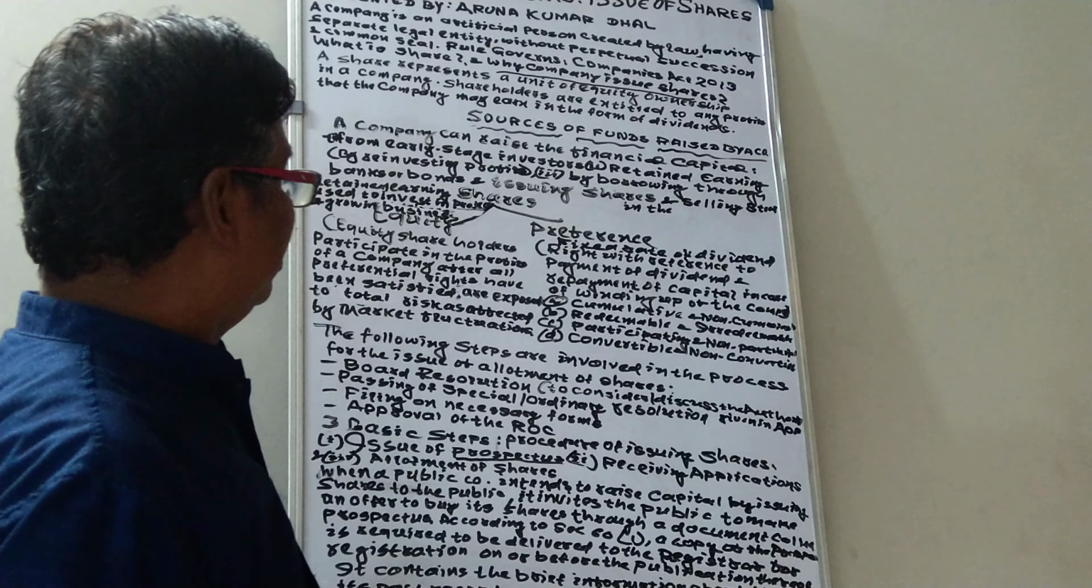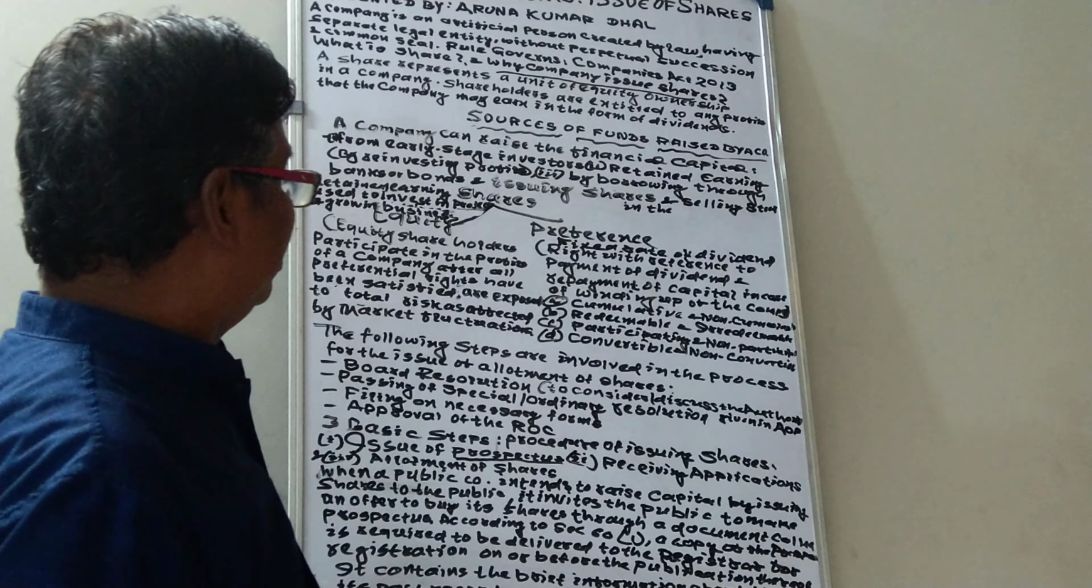Then the preference share. They get a fixed rate of dividend and they get preferential rights with reference to payment of dividend and repayment of capital in case of winding up of the company. Then preference shares may be cumulative preference shares or non-cumulative preference shares.